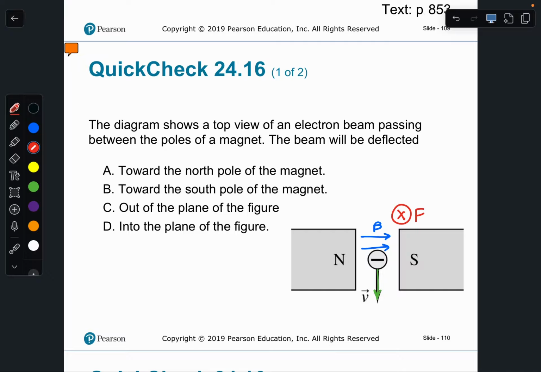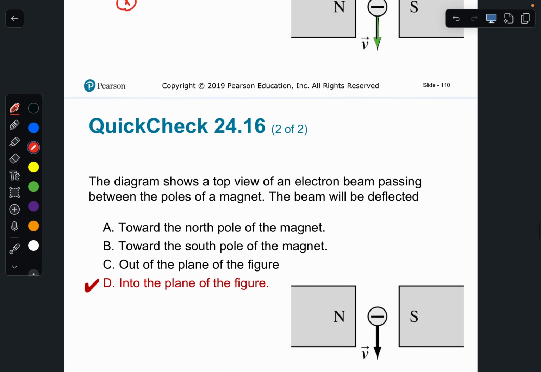And so which way is the electron going to be deflected? It's going to be deflected into the figure, right? Into the plane of the figure, into the screen, into the paper. Into is our X.